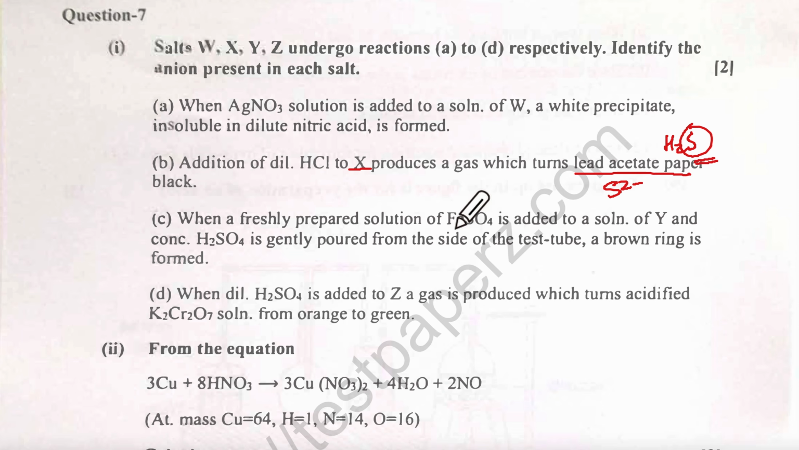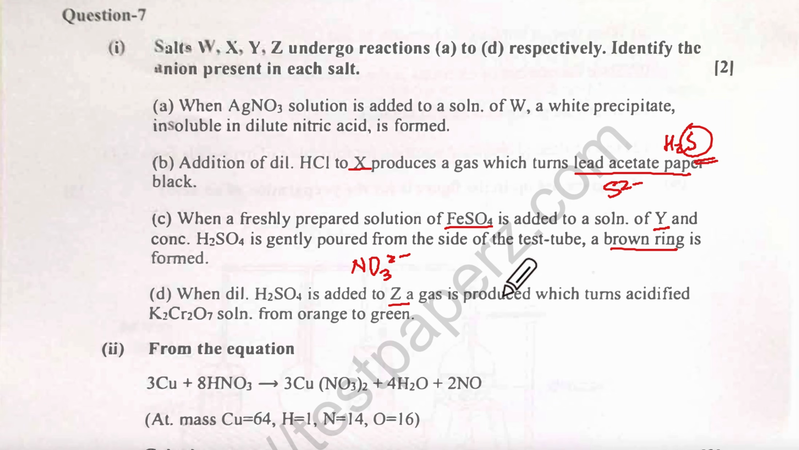Freshly prepared iron sulfate solution is added to the solution of Y and gently poured from the side. Brown ring means it is nitrate. So it will be NO3 minus, yes.